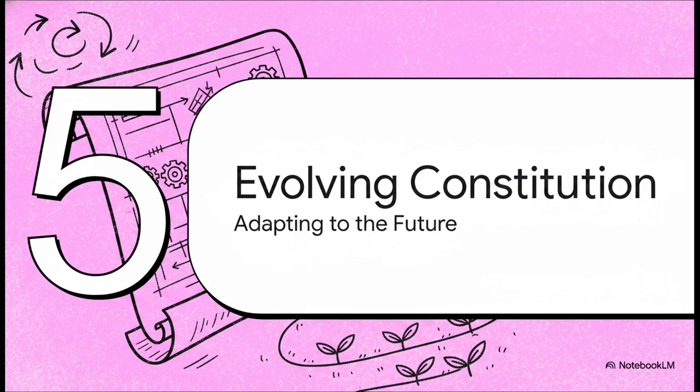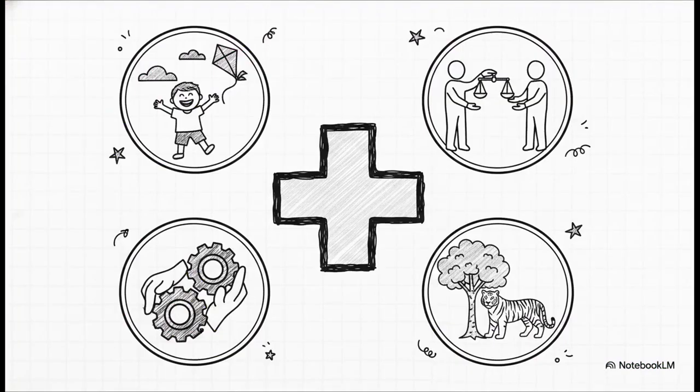Finally, Section 5, Evolving the Constitution. Look, a blueprint is only useful if it can adapt to the times, right? And over the years, the DPSPs have absolutely evolved to reflect modern needs. A huge milestone was the 42nd Amendment Act in 1976. It slapped 4 critical new principles right into the Constitution.